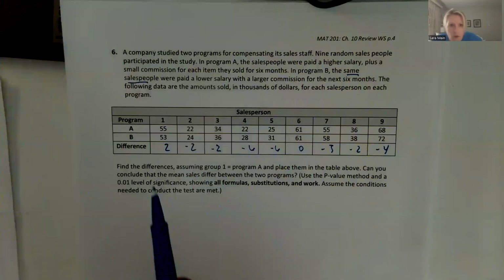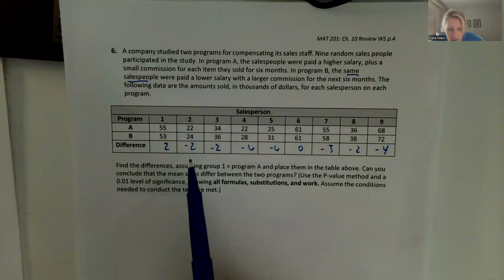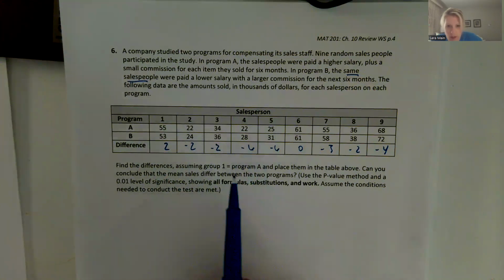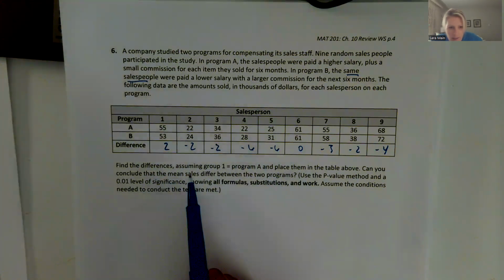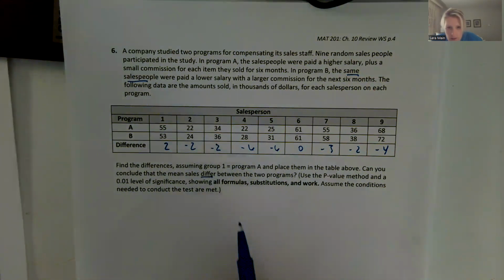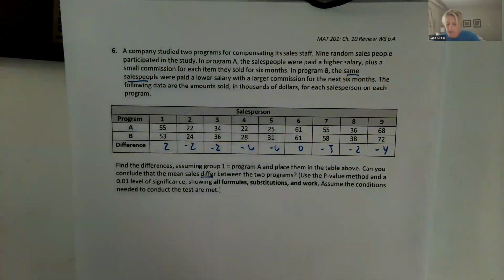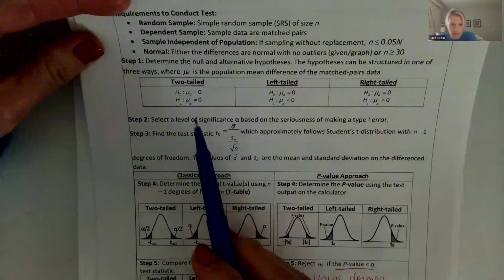And we want to know, it says find the differences. And we did here, I'm going to show you how I did them in Desmos as well. Can you conclude that the mean sales differ between the 2 programs? So it looks like another not equal to. Use the p-value method at 0.01. So we're going to follow this not equal to.